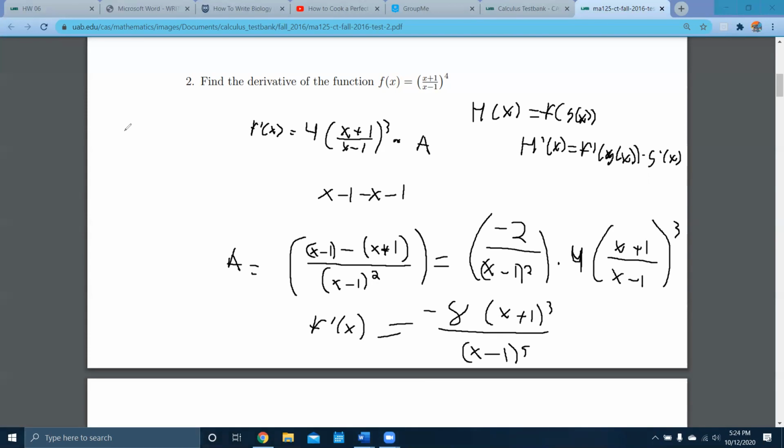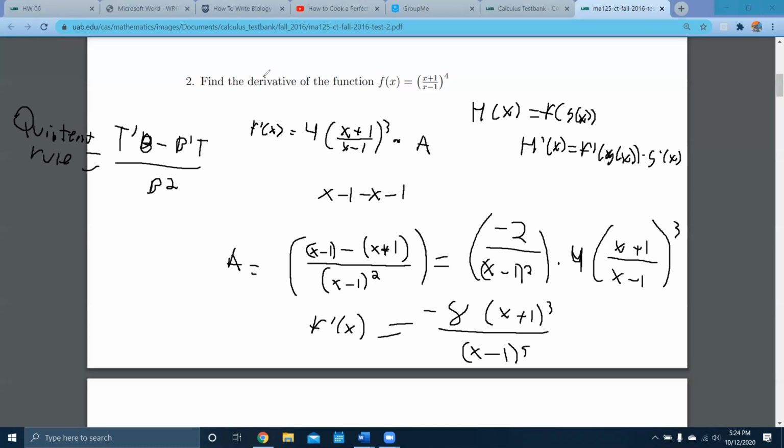Now, the actual quotient rule itself, you asked for that, didn't you, Miranda? Yeah. So the quotient rule is going to be the derivative of the top times the bottom minus the derivative of the bottom times the top, over the bottom squared. So the derivative of the top times the bottom minus the derivative of the bottom times the top, divided by the bottom squared. And this is the quotient rule. And I can't spell quotient, but it's whatever.